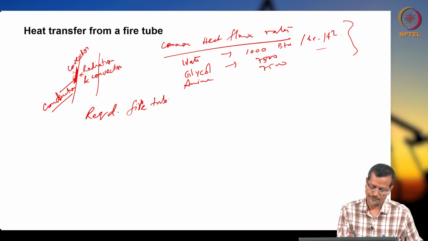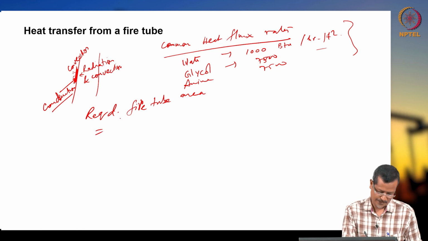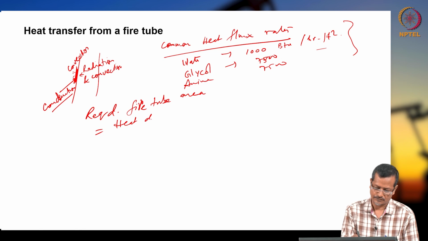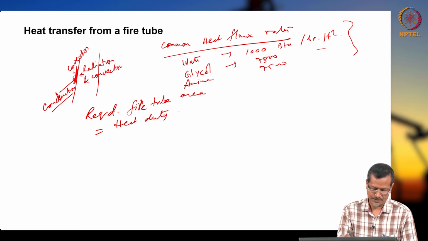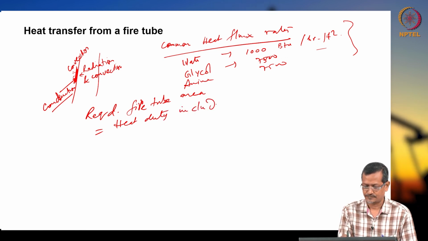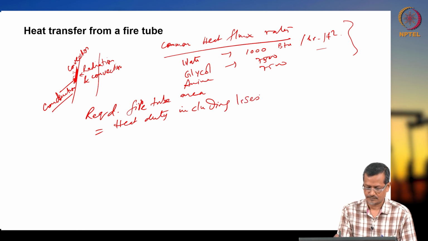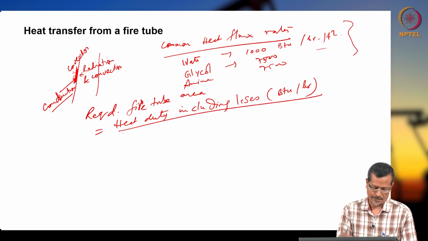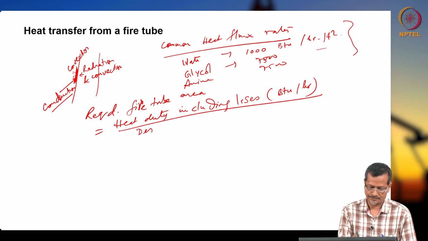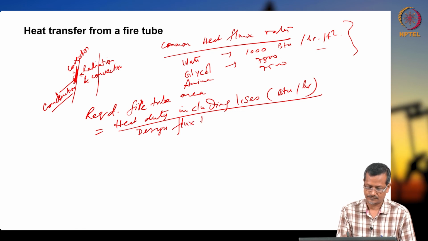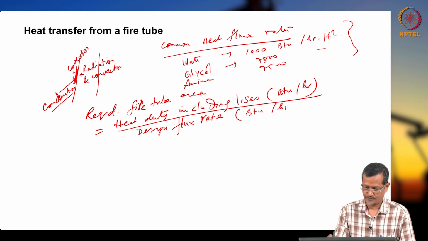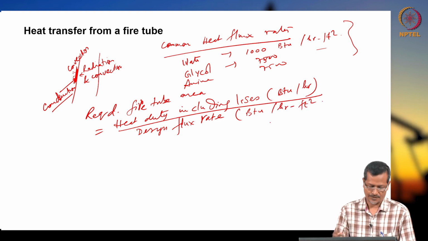Required fire tube area equals heat duty including losses, in BTU per hour, divided by the design flux rate.